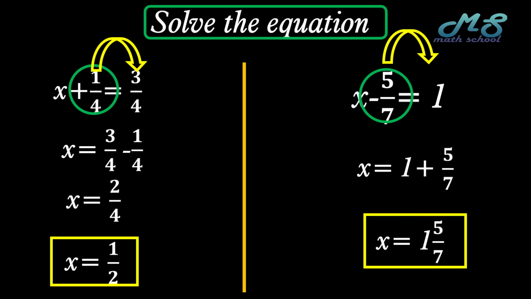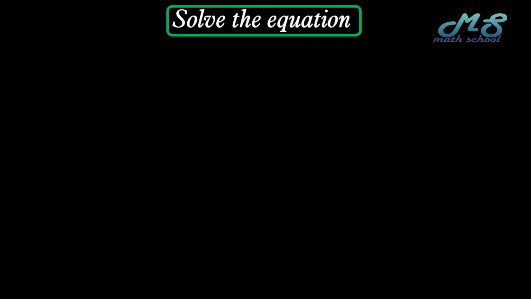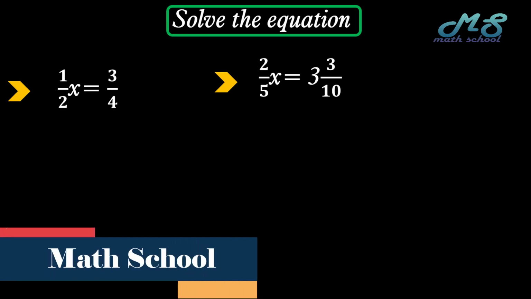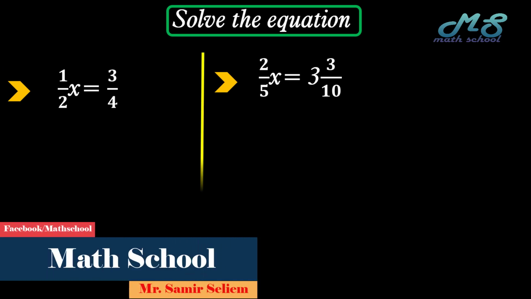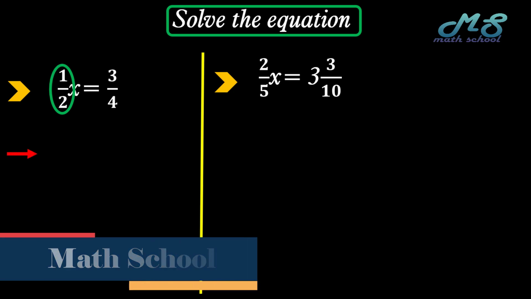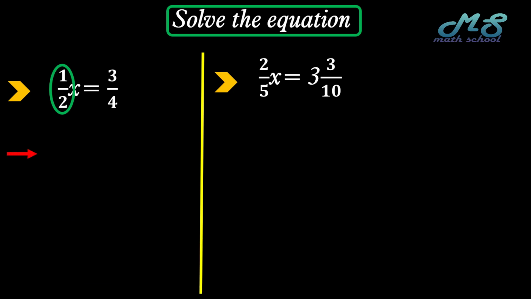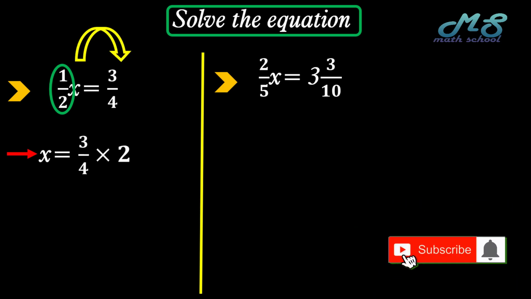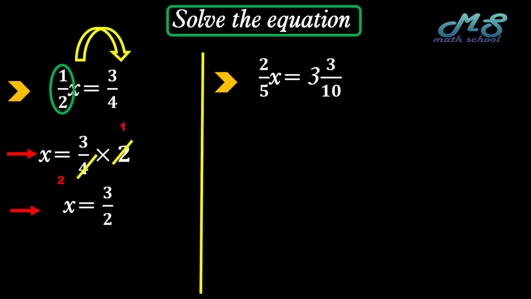Let's have another example. Solve the equation. The first equation is 1/2 x equals 3 over 4. The second, 2 over 5 x equals 3 and 3 over 10. Now circle 1/2 and move it to the other side to be divided. It means that we will multiply by 2. Now x equals 3 over 4 times 2. Cancel out common factors. We will get here that x equals 3 over 2. We can write it as a mixed number as 1 and 1/2.